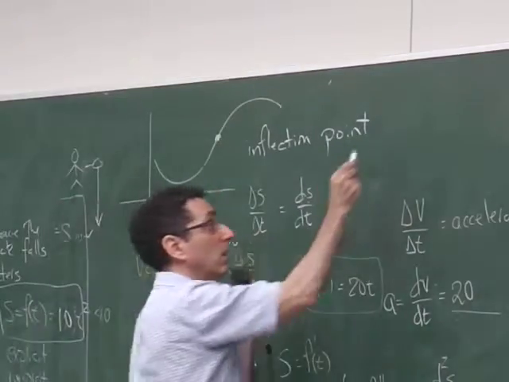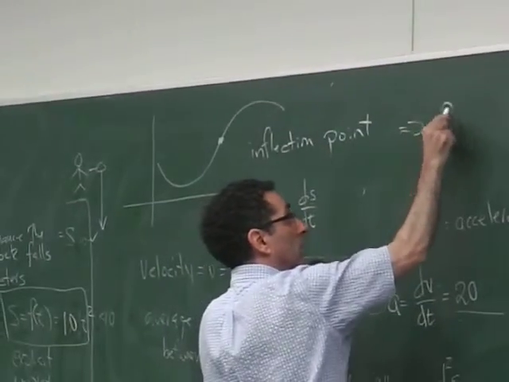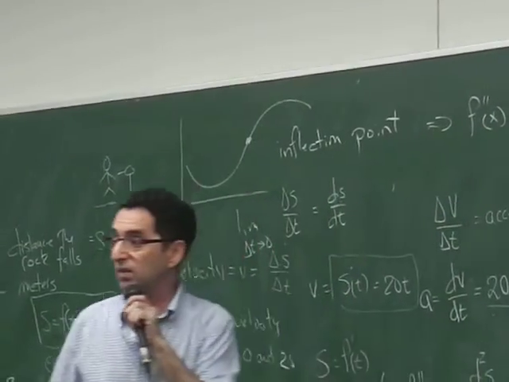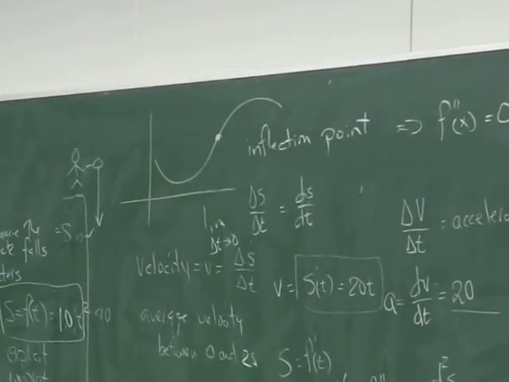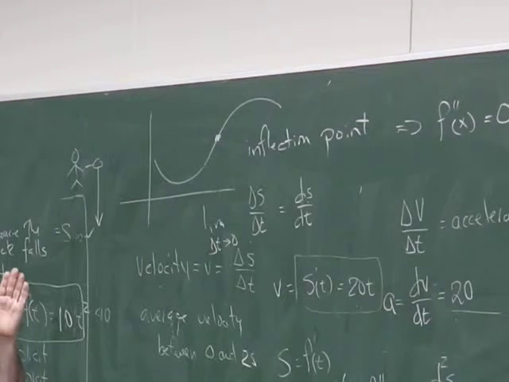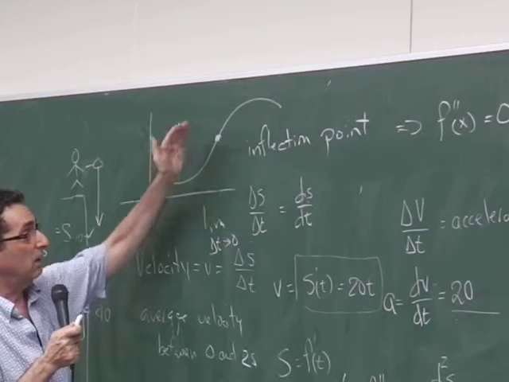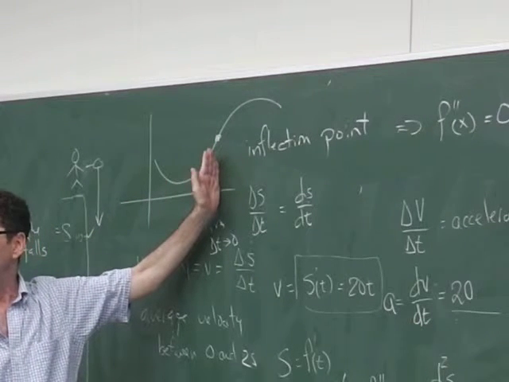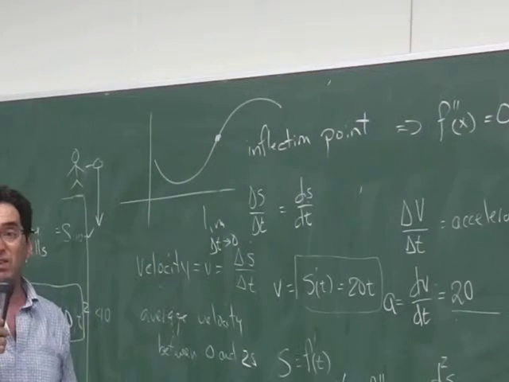And there, generally the second derivative will be equal to 0. Because remember, if the second derivative is negative, it's concave down, and if positive, it's concave up. So here it's negative, here it's positive, and in between negative and positive is 0. Second derivative is 0. So that's called an inflection point.